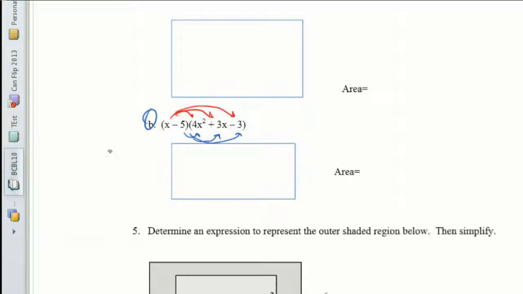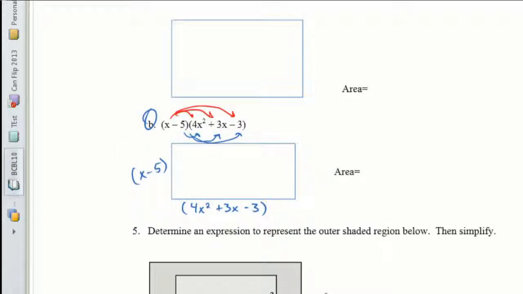But when I say the length of this side is x minus 5, that doesn't really make a lot of sense. And then if I said the length of this side is 4x squared plus 3x minus 3, you'd say, well, that's weird. But then again, if you remember that x is just a number, if I put in a 1 for x here, I'd get 4 plus 3 minus 3, so I just end up with a length of 4 here. And that's kind of where this area idea comes from.